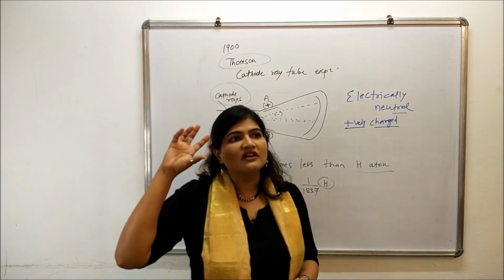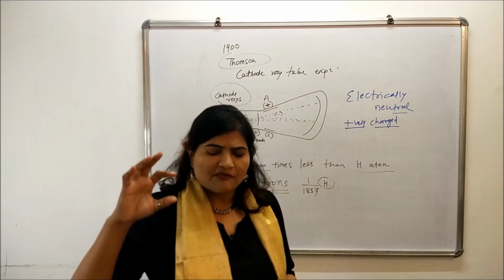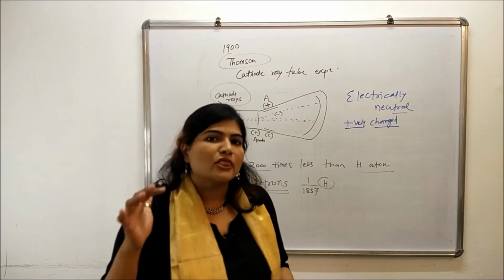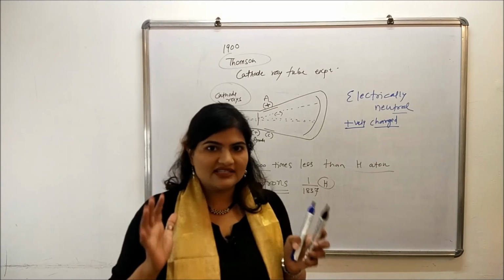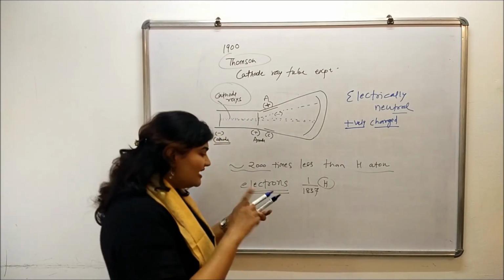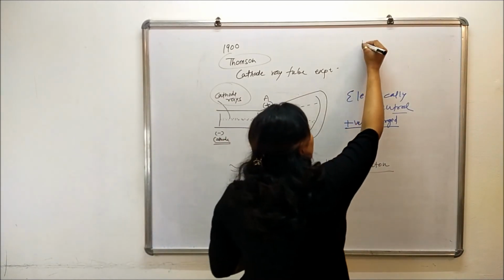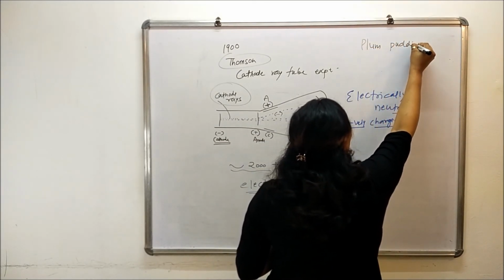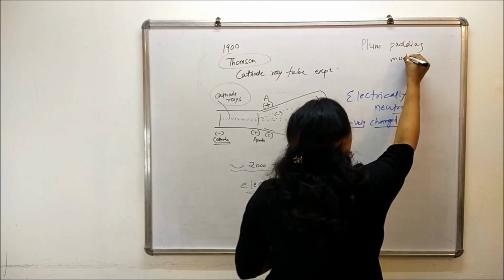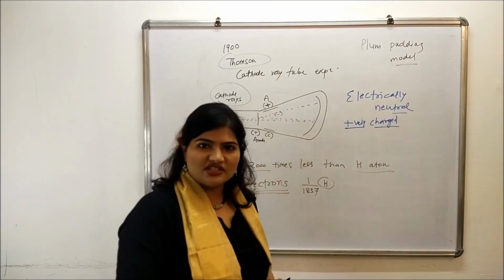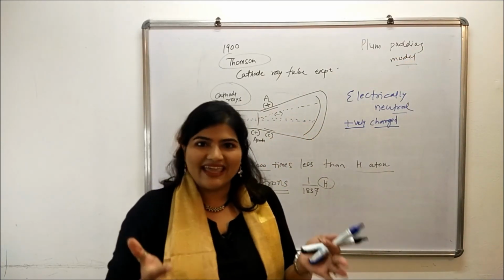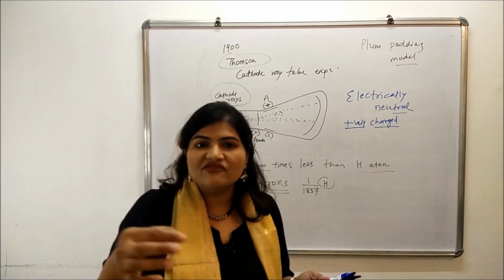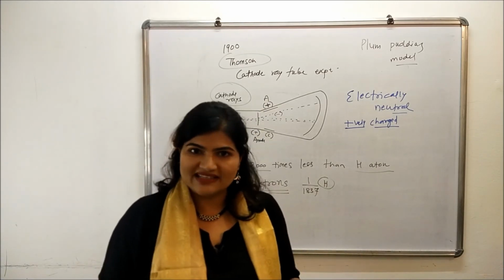Then he thought of an atomic model, and this was the first ever atomic model put forth by a scientist at that time. He put forth the model called the plum pudding model. Now what is plum pudding? It is a famous English dessert where there is a cake and there are dry fruits embedded inside the cake.